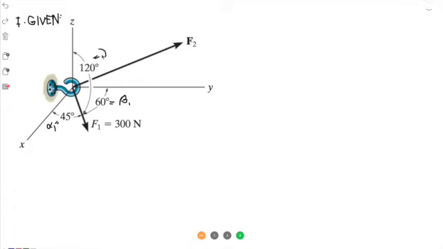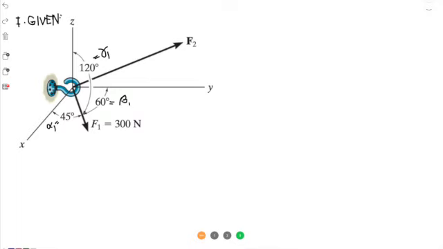Okay, so just by observing the coordinate direction angles, we can conclude that the z component of F1, that is F1z, is negative. And as you can see here, if you use your right-handed coordinate system, the z component is pretty much going opposite of our thumb. So for F2, we don't know anything.